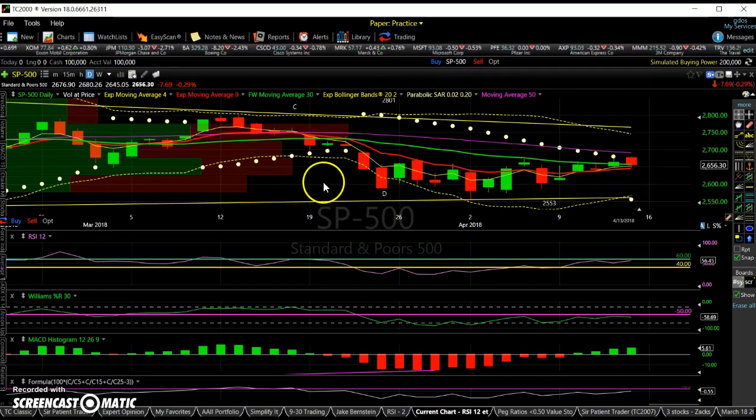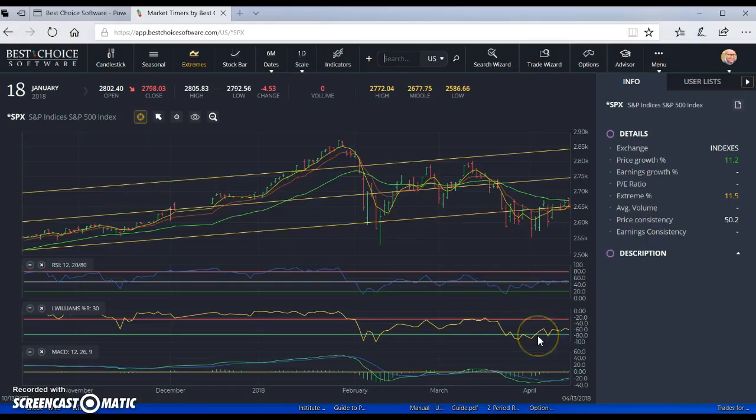So there we go. We will leave the stock charts, the TC2000 charts, and take a look at the alarm in my phone. Here's the best choice chart showing the extremes for the S&P 500. And I thought we might take a quick look and see that it's still very oversold. It's at the extreme of 11.5. And so there's a lot of room at the top here for this thing to continue to go up.